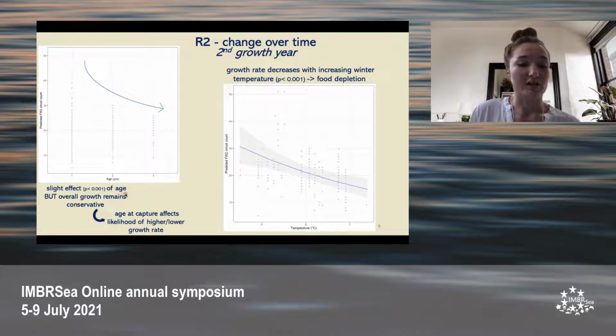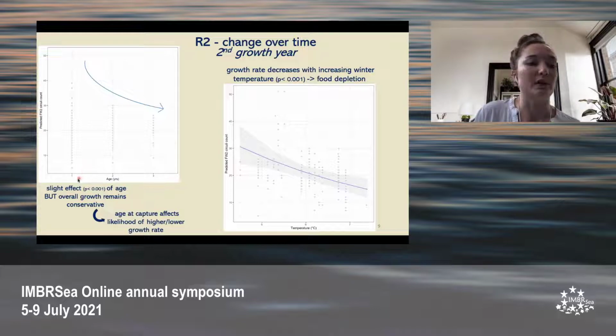Then when we look at the second growth year, we see that there was a slight effect of age, and a better effect of temperature. And what is actually visible here is that overall growth remains the same, but the age of capture affects the likelihood of catching faster and slower growers.